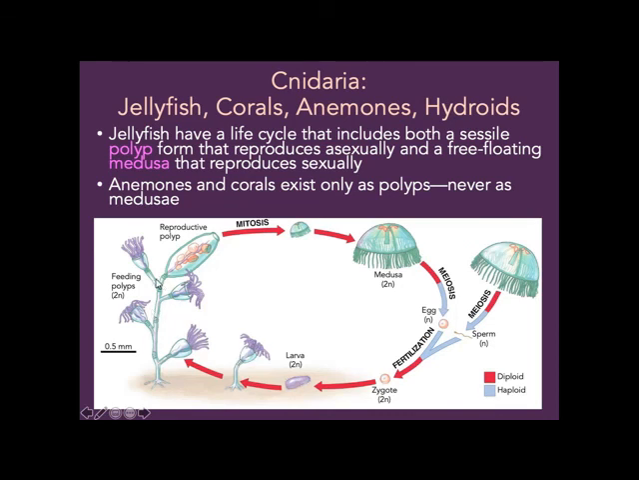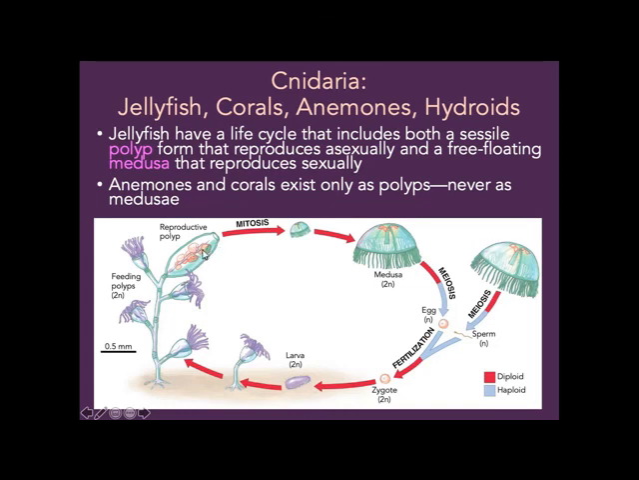Some of them are really cute. It looks like a stack of cups. Anyway, so that's where you get these medusa forms of cnidarians. For something like an anemone and a coral, they only exist as polyps, and they don't have this medusa part of their life cycle.